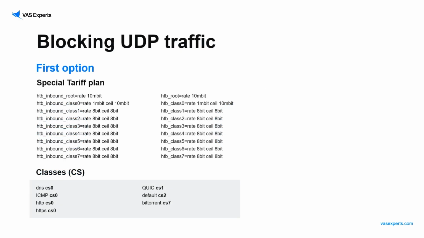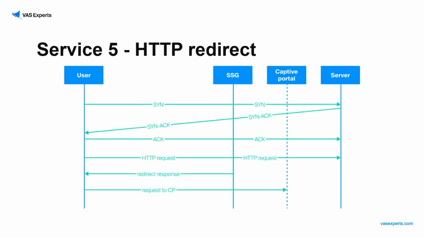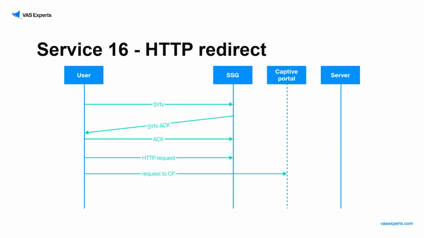To allow only HTTP and HTTPS protocols, it is necessary to combine the allow list with a protocol restriction list with a special tariff plan or by adding the parameter UDP block to the fast DPI configuration. Service 5 requires the mandatory establishment of a TCP connection. This means that for private IP addresses, it is necessary to provide internet access and assign a NAT service, while Service 16 doesn't require a TCP connection.